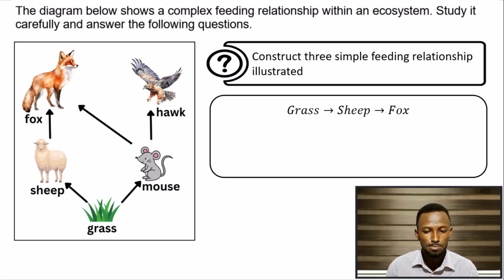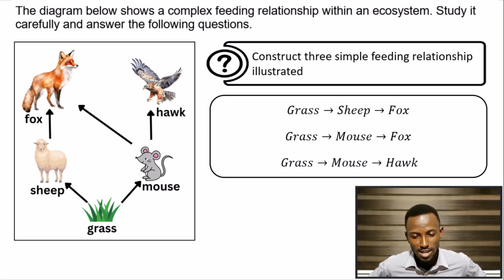We have grass to sheep to fox. Starting from the grass as the producer, they move to the sheep, then we end at the fox. That's the third food chain. We can also have grass to mouse to fox, and then we can also have it as grass to mouse to hawk. So all of these are possible food chains that we can get from this food web. That's why we said a food web is a network of interconnected food chains. So all of these food chains came together to form the food web we have on the screen.